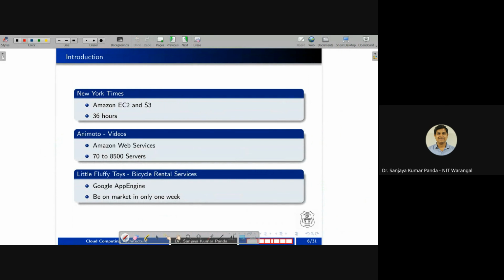So the first company is called the New York Times. All of us are reading newspapers, right? In early days, or nowadays also, we are reading e-newspapers, right? So there is a newspaper at Newark. The newspaper name is called the New York Times.